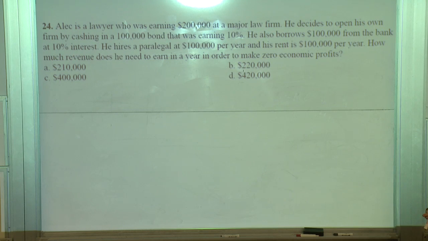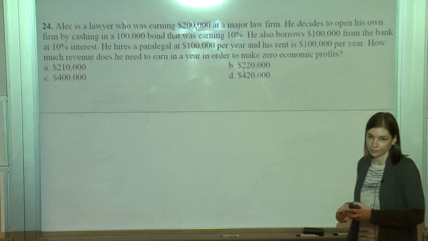Okay. Alec is a lawyer. He was earning $200K at a major law firm. So he decides to open his own firm. He's cashing in a bond that was earning 10% on a $100,000 principal. He also borrows $100,000 from the bank, again paying 10%. Hires a paralegal for $100K and rents a place for $100K. How much revenue does he need to earn in a year in order to make 0 economic profits?